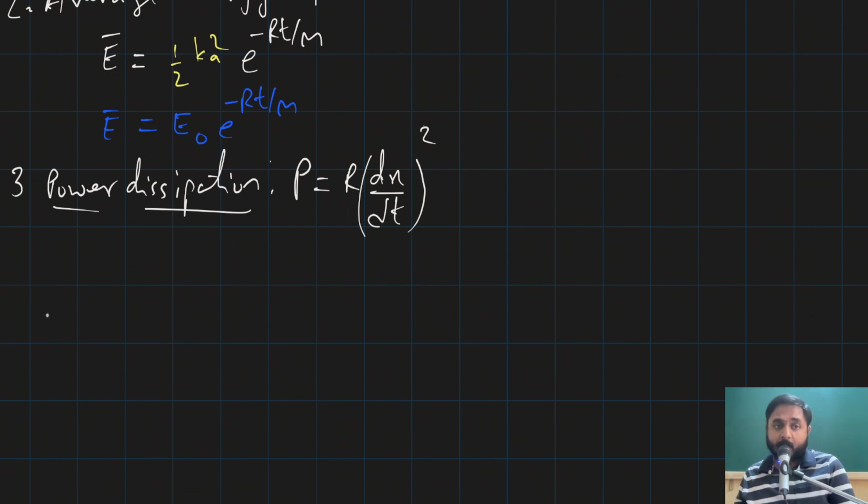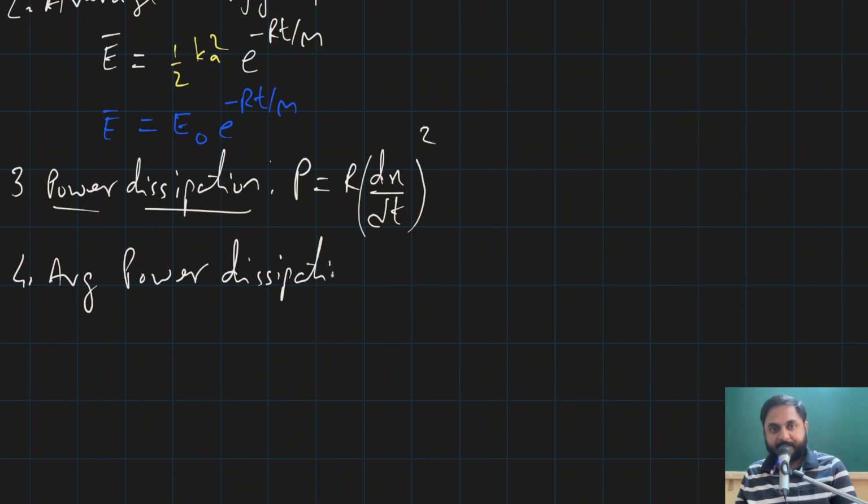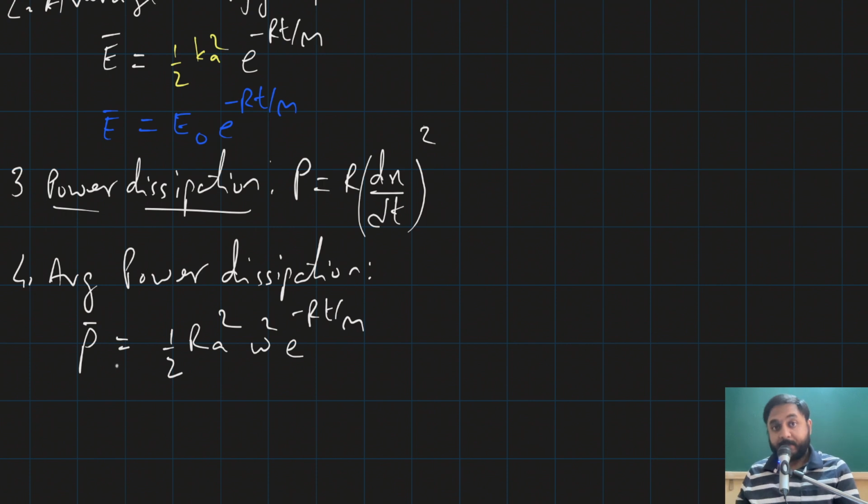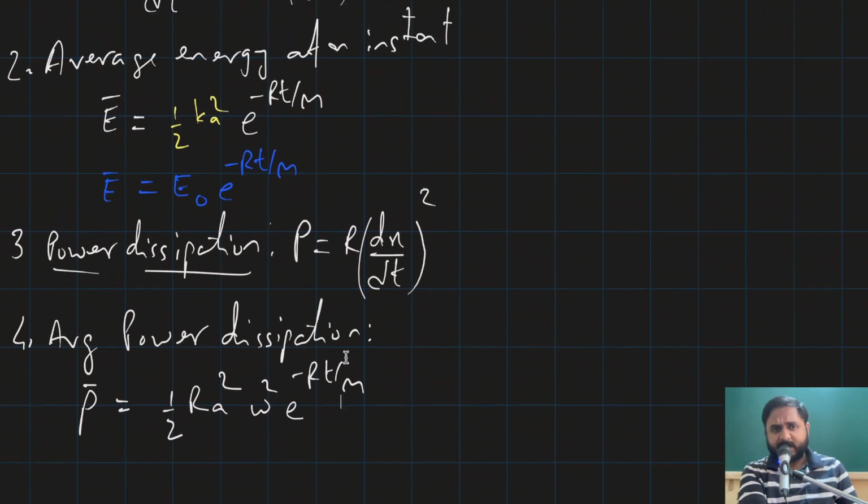Again, what is the average power dissipation? The average power dissipation will be P bar is equal to half into R A squared omega squared e raised to minus R T by M. Again, the average power being dissipated is constantly going to reduce. What do these four relations tell us?